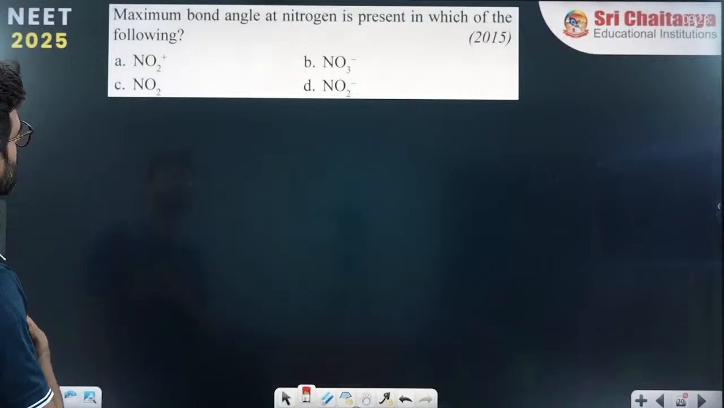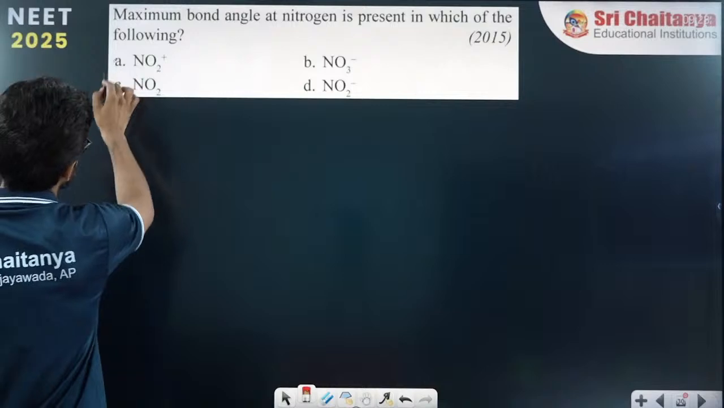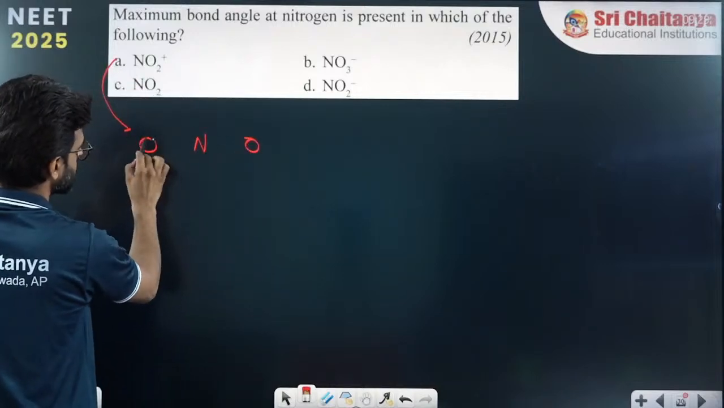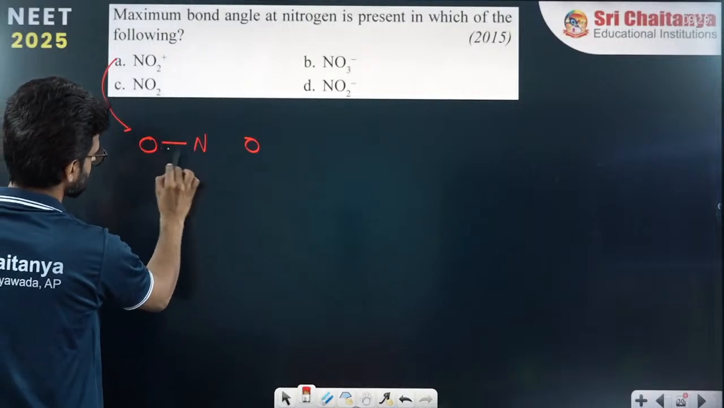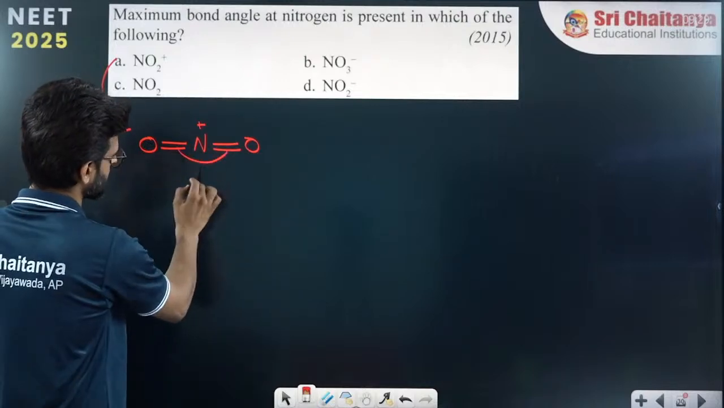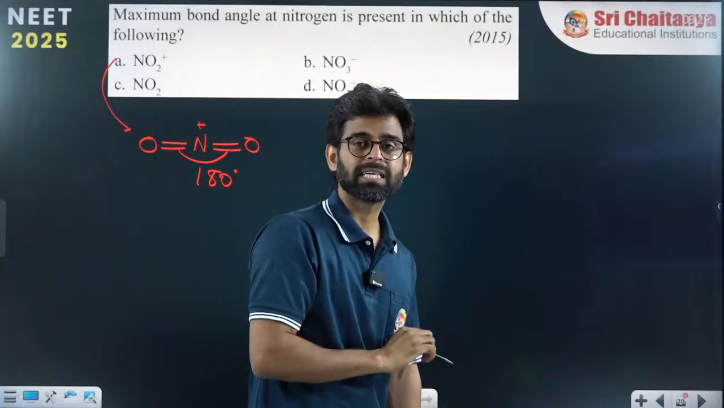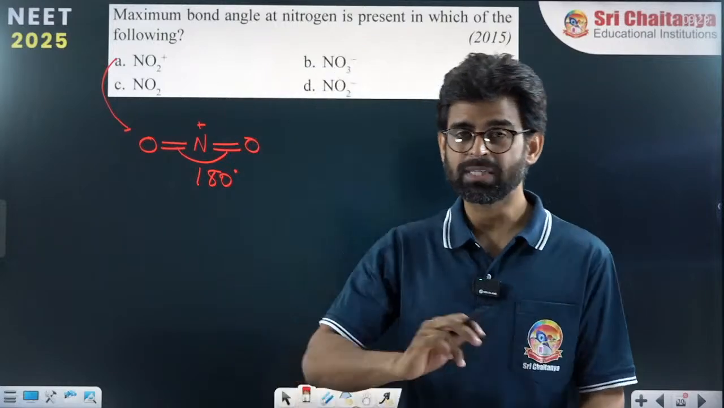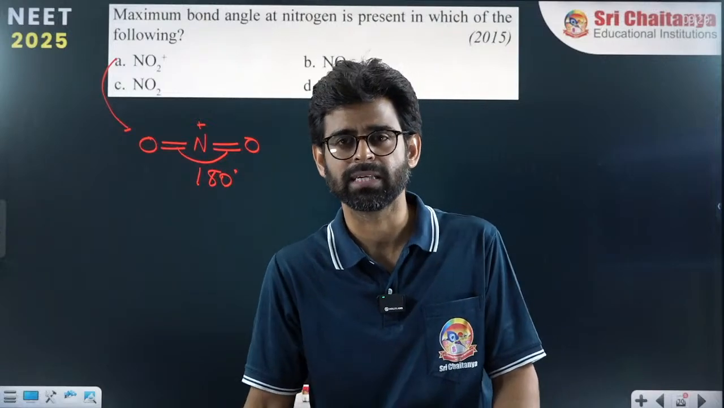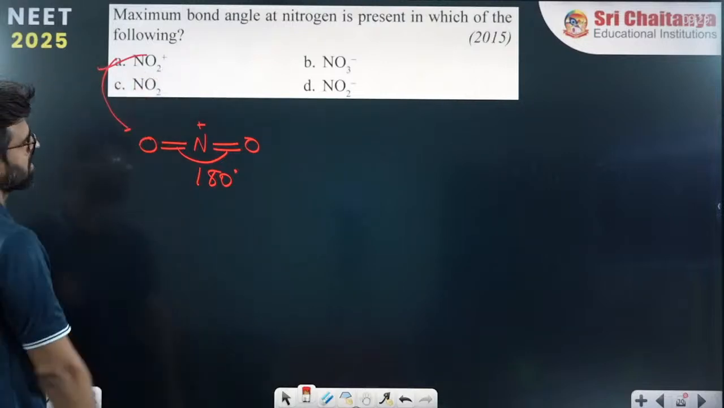The maximum bond angle among the following. Let us take the first option, NO2 plus. N plus has 4 valence electrons only, that's why it makes 4 bonds. And here the bond angle is 180. No bond angle can be more than 180, be careful about it. If you see any molecule having a bond angle of 180, then nothing can be more than that. So the maximum bond angle is always 180 in our molecules. That's the first answer.